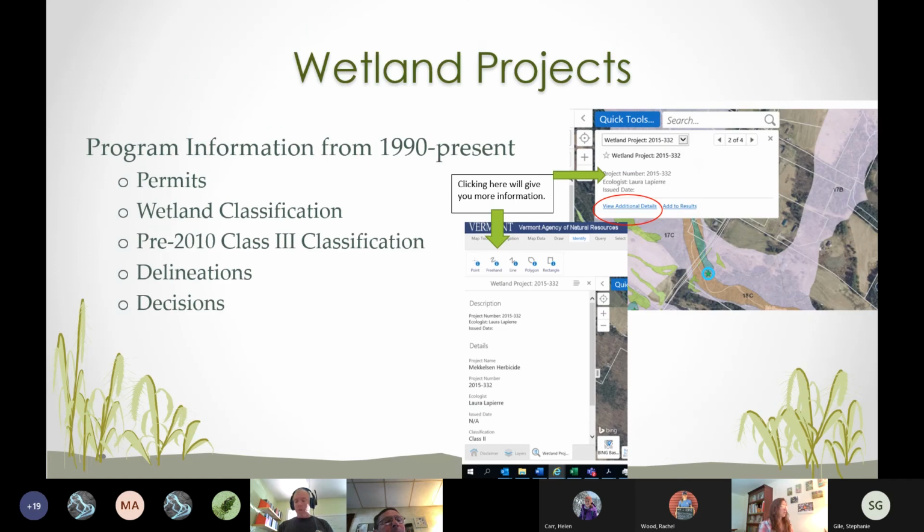The other wealth of information that we have is wetland projects. Our program has been in existence since 1990. And these are points on the map, basically saying that we've been out there and we've looked at something, but you can also tell whether or not we've issued a permit. You can tell whether or not we've made a call on classification and when that was. If it was before 2010, we have a little warning that pops up that says this was called Class 3 in 2010. With the rule change in 2010, this may be considered Class 2. You should really have somebody take a look.